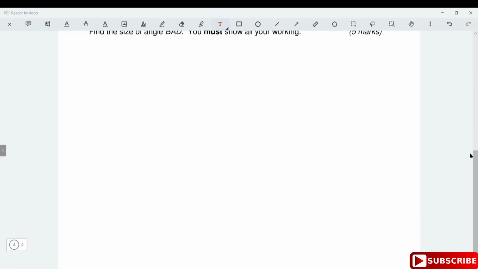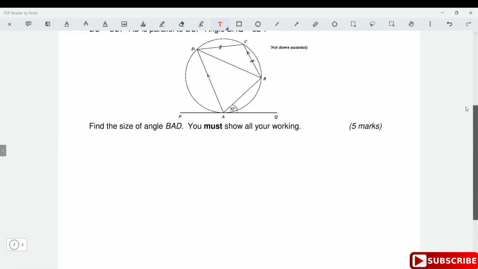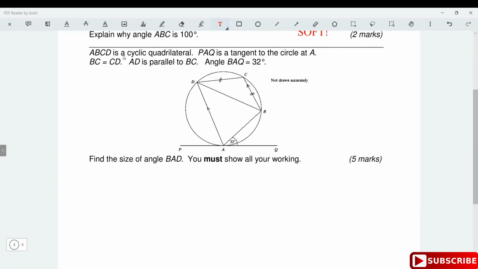All right, this last one now. This last one says ABCD is a cyclic quadrilateral. PAQ is a tangent to the circle. BC is equal to CD. AD is parallel to BC. Angle BAQ is 32. Find the size of BAD. So they save the best one for the last one. Angle BAD. Just making sure this is the angle they want us to find.